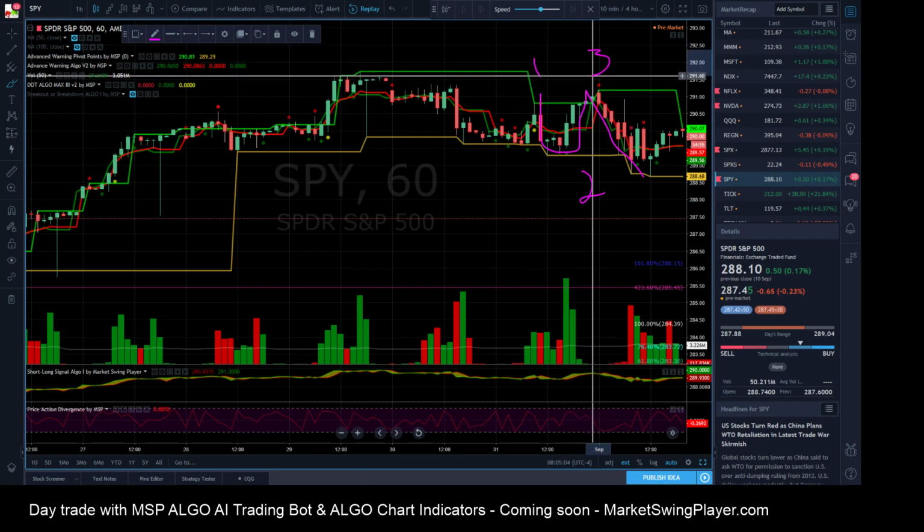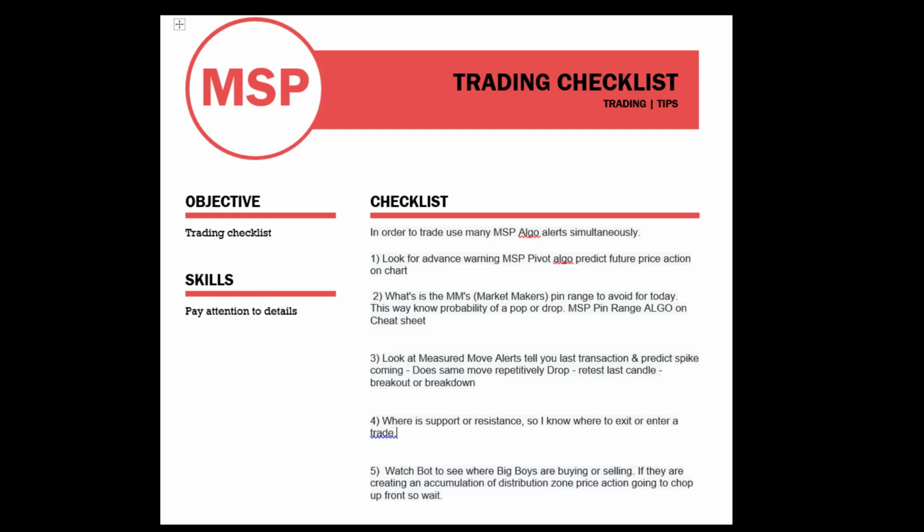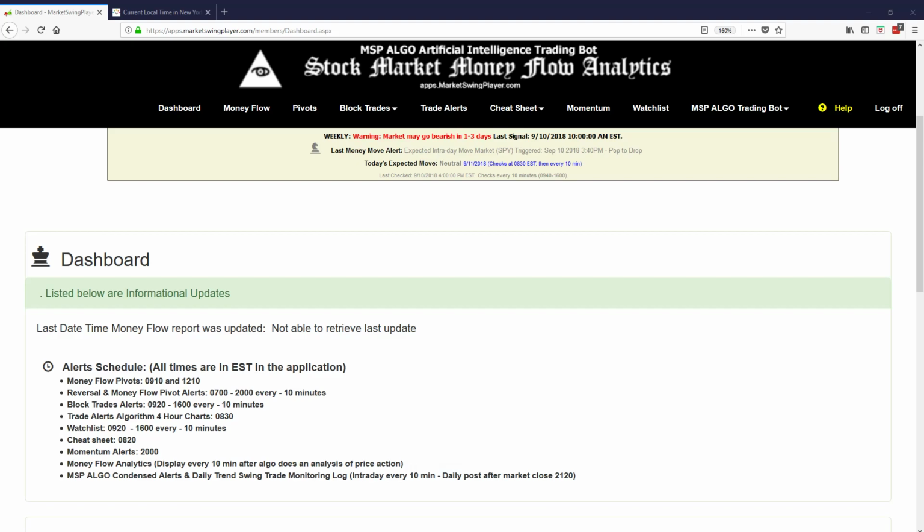Okay? So let's go back to our checklist. Okay, so let's say we found a pivot algo that's going to predict future price action. It says, what is the MM's market maker's pin range to avoid for the day? So what does that mean? Let's look at the app. It said something about the cheat sheet. So we're going to look at the cheat sheet.